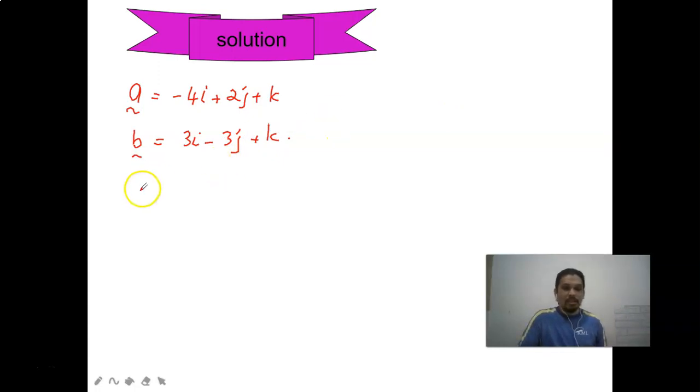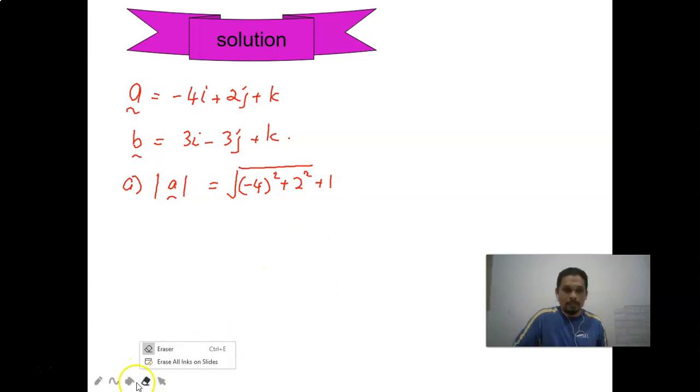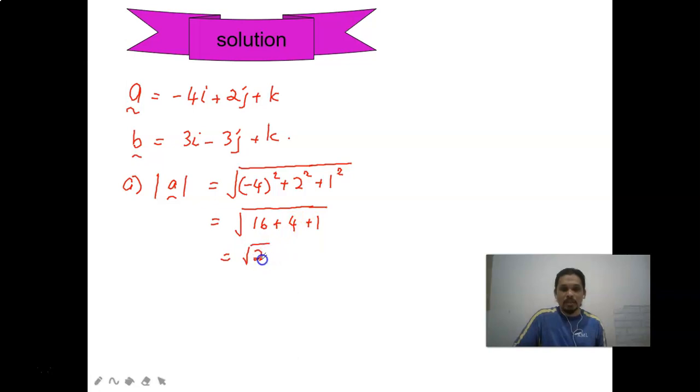Okay, so the first question: find the absolute value of A. This means we are going to use the formula: the square root of negative 4 squared plus 2 squared plus 1 squared. Negative 4 squared equals 16, plus 2 squared equals 4, plus 1 squared equals 1. 16 plus 4 is 20, plus 1, so you come up with the square root of 21.